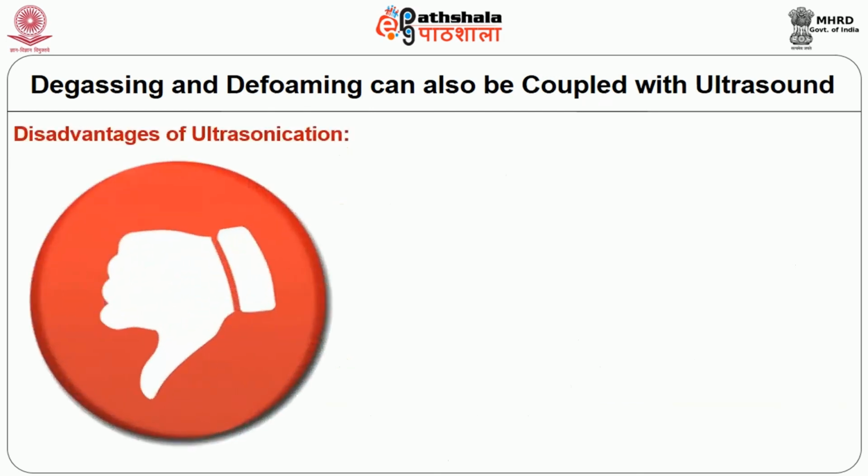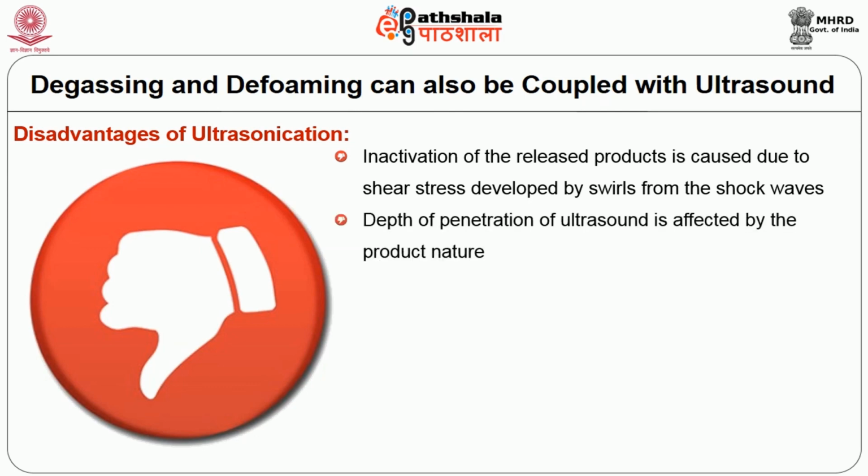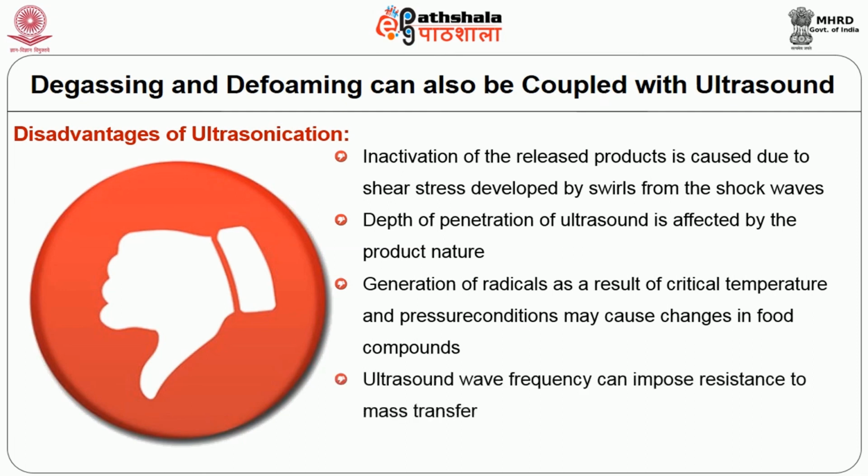Regarding the disadvantages of ultrasonication, inactivation of the released product is caused due to shear stress developed by swirls from the shock waves. Depth of penetration of ultrasound is affected by the product nature. Generation of radicals as a result of critical temperature and pressure condition may cause some changes in food components. Ultrasound wave frequency can impose resistance to mass transfer and potential problem with scaling up plant in ultrasonication.